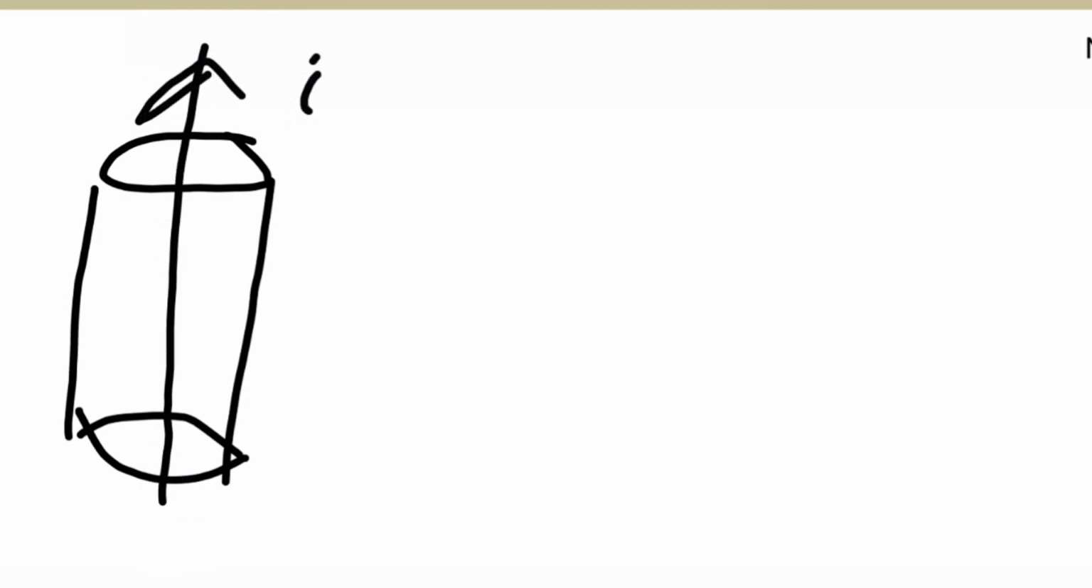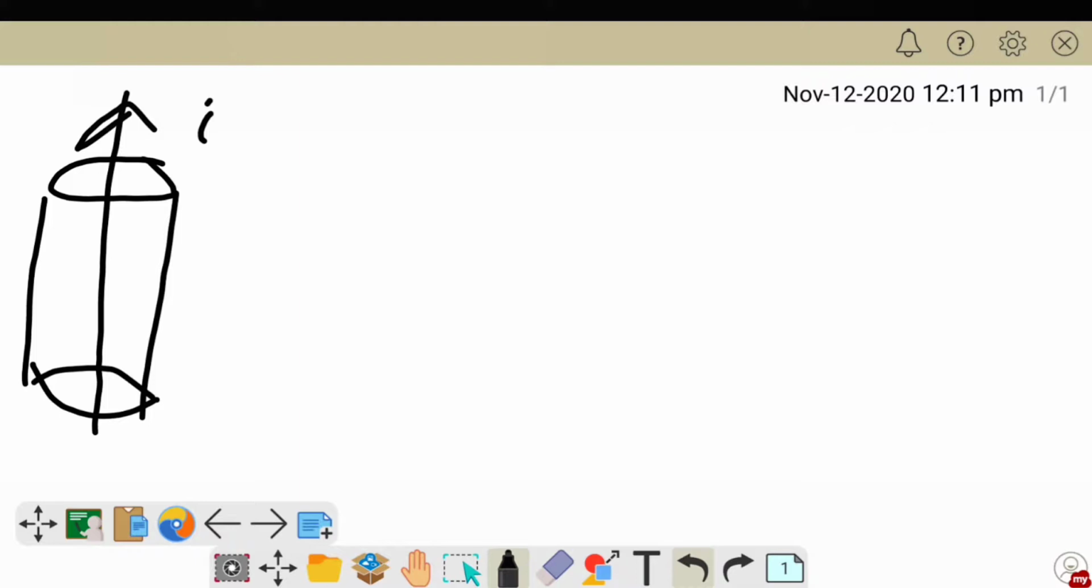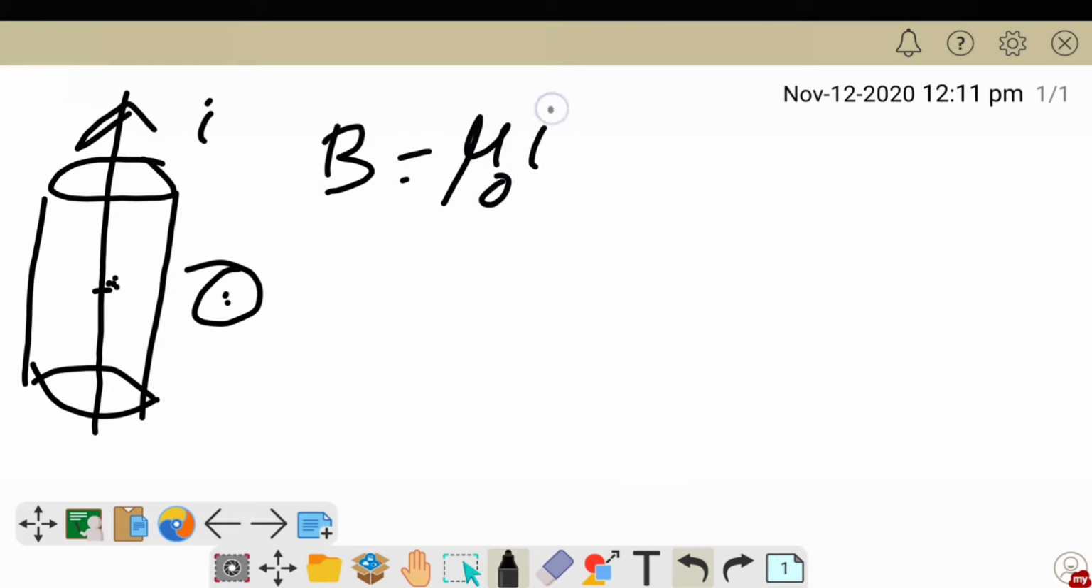Now we have to choose the graph showing the variation of magnetic field with distance from the center. So this is the center. Now in the outer region, we know that the magnetic field is given by B equal to mu naught I by twice pi r, where r is the distance from the center.